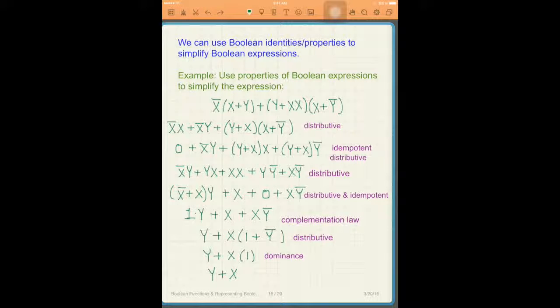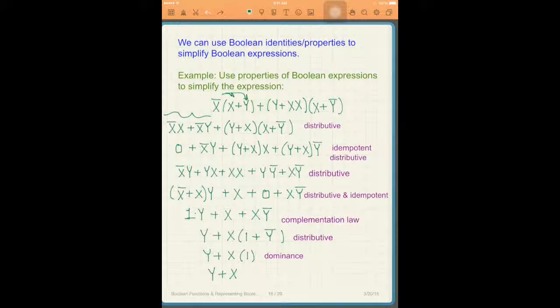We can use Boolean identities and properties to simplify Boolean expressions. So another example, let's use the properties of the Boolean expressions to simplify this one. Which properties would you be using? If you notice, I'm going to start with the distributive property. I use the distributive property over here, so everything just distributes through on this side, and I've now broken it up into those two terms.